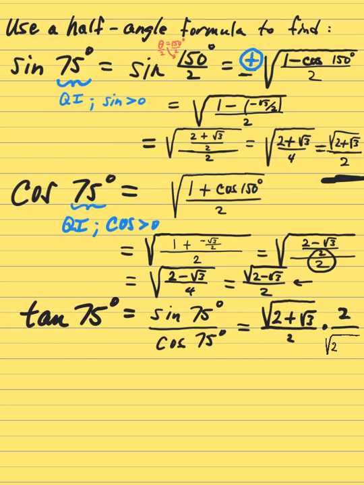The only difference was it had a minus sign under the radical. Okay, good. These 2's will cancel. That gives us square root of 2 plus square root 3 divided by square root of 2 minus square root 3.